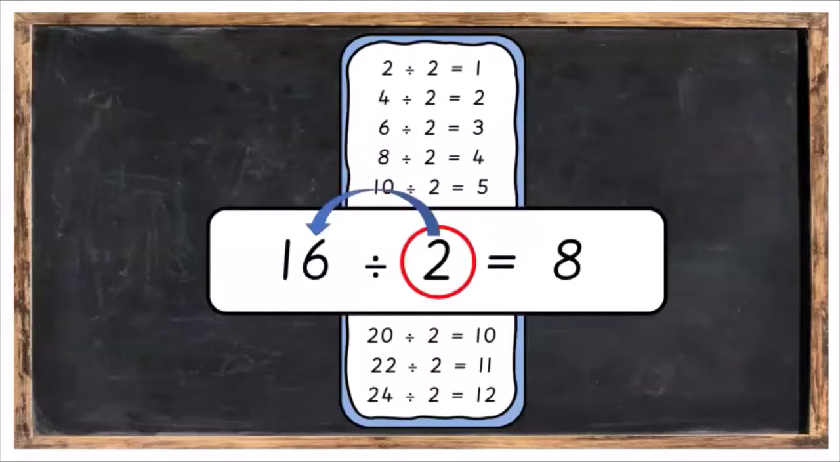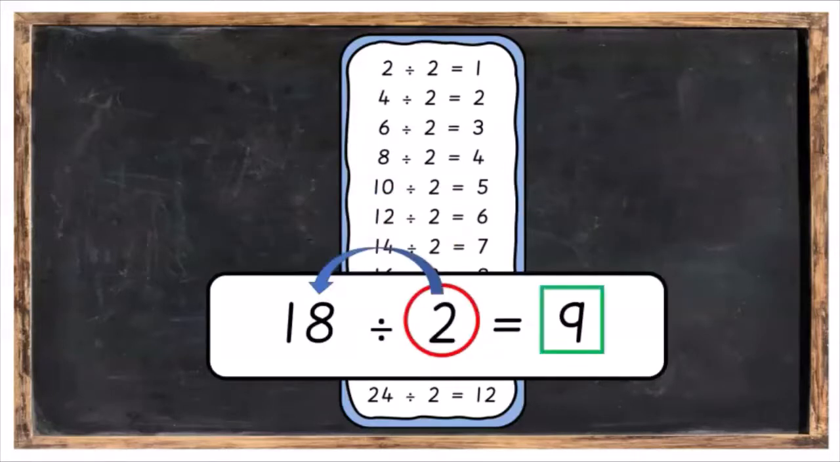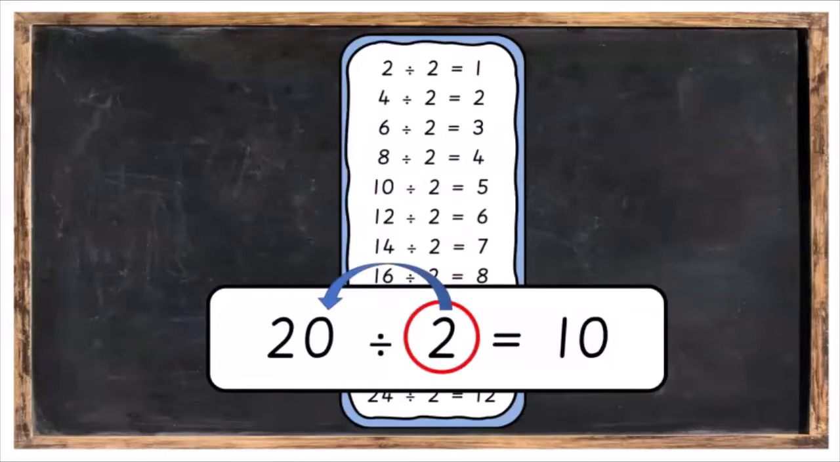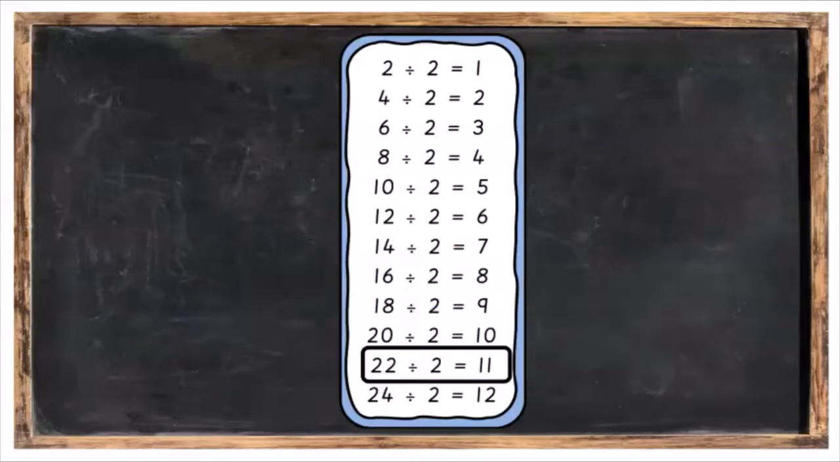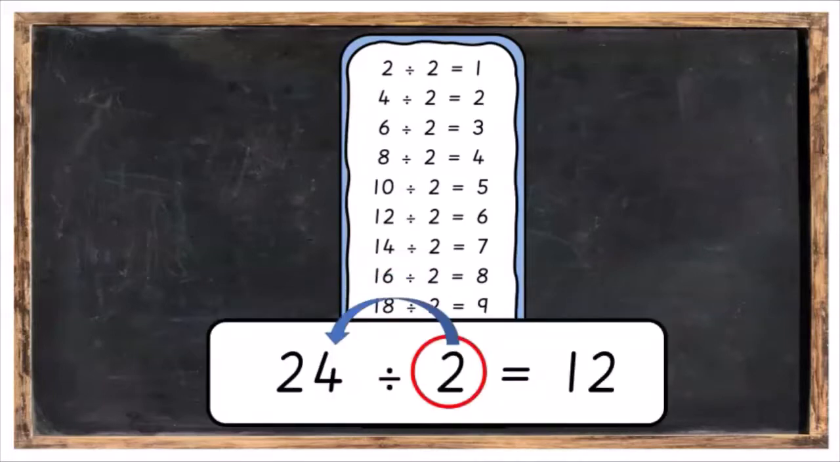2 into 16 goes 8 times. 2 into 18 goes 9 times. 2 into 20 goes 10 times. 2 into 22 goes 11 times. And 2 into 24 goes 12 times.